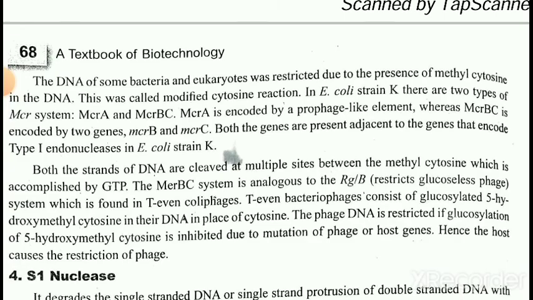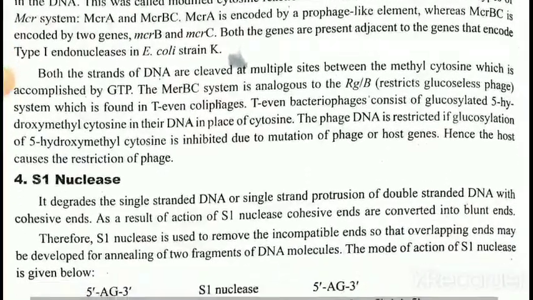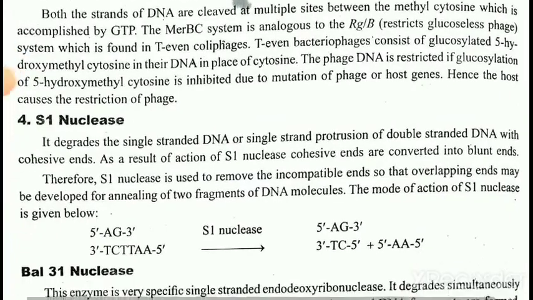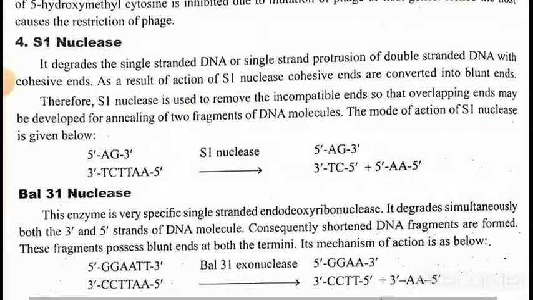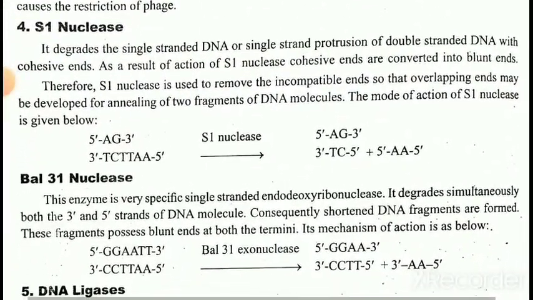4. S1 nuclease. It degrades the single-stranded DNA or single-strand protrusion of double-stranded DNA with cohesive ends. As a result of action of S1 nuclease, cohesive ends are converted into blunt ends. Therefore, S1 nuclease is used to remove the incompatible ends so that overlapping ends may be developed for annealing of two fragments of DNA molecules. The mode of action of S1 nuclease is given below. See the figure.